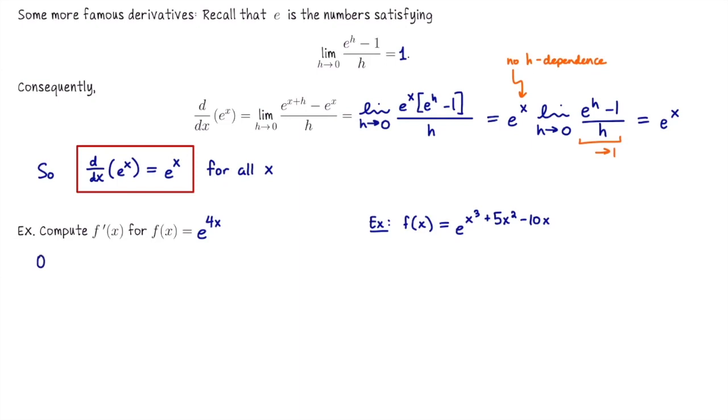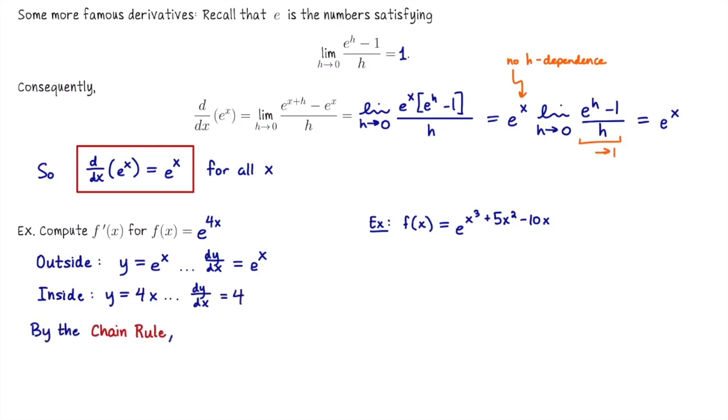Okay, so the outside function is the exponential function. So I'll write here, let's say I'm already using f. How about y equals e to the x? We know the derivative of that is just e to the x. But we have a composition, and the inside function is y equals 4x, whose derivative is 4. So by the chain rule, the derivative of e to the 4x is going to be the derivative of the outside function evaluated at the inside function. So that's e to the 4x times the derivative of the inside function, which is 4. So 4e to the 4x.